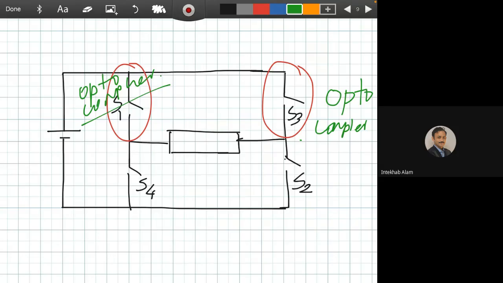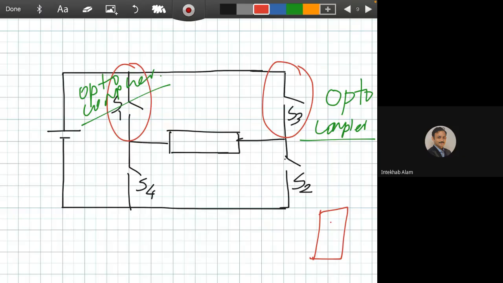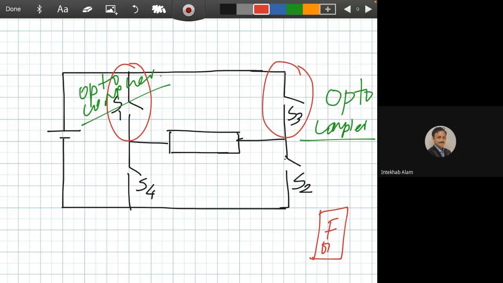You have only one function generator. The function generator is only one, because if you use multiple function generators, you may not synchronize them properly. We do not use multiple function generators. We use only one function generator to drive this circuit. So that's the point of complexity of this circuit. Do you have any question up to this point? So it is your homework, and you have to submit it by this weekend, by Thursday.